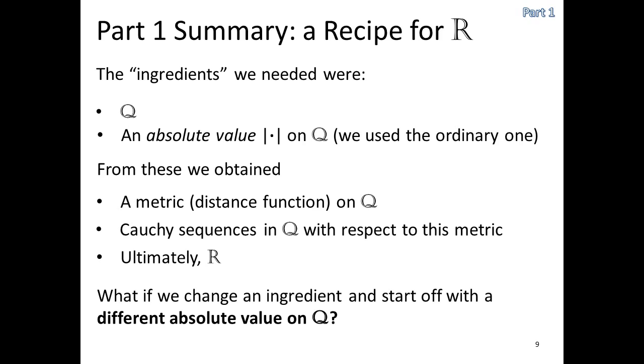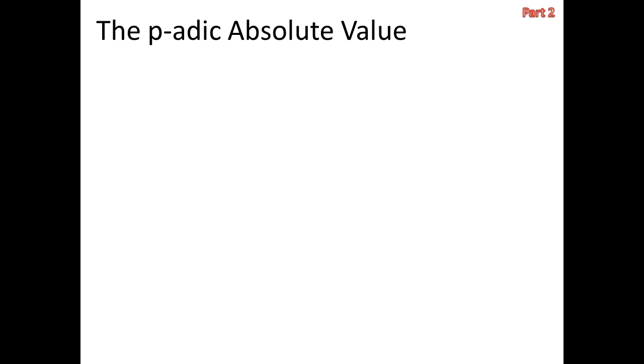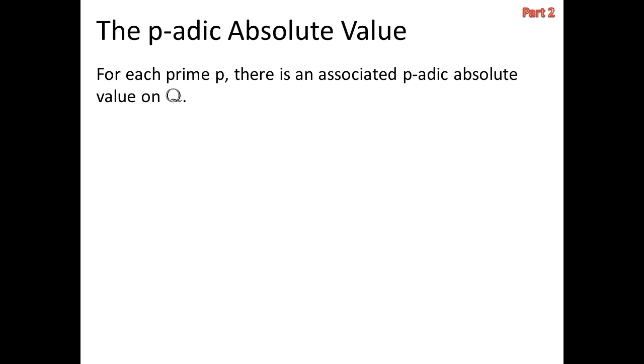So what we're going to do in part 2, now that we have all these tools at our disposal, is change an ingredient and start off with a different absolute value on Q. That's exactly what we do. We look at the p-adic absolute value. So this p stands for prime. It's a placeholder. So if p was 2, it would be the 2-adic absolute value. If p was 3, it would be the 3-adic absolute value, etc. So for each prime, there's an associated p-adic absolute value.